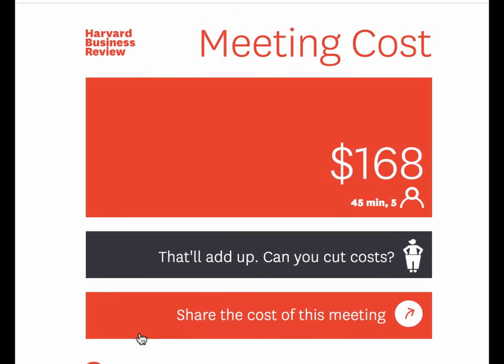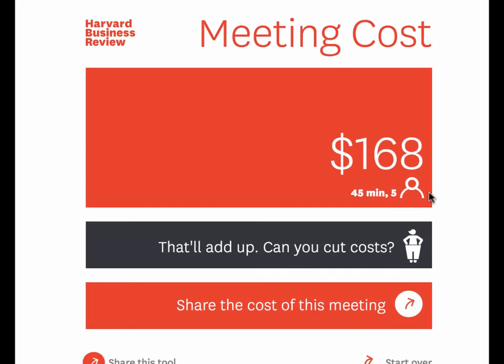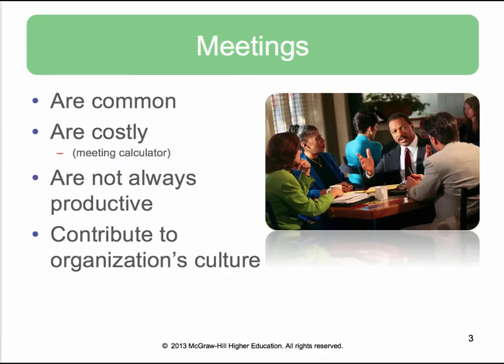And so there we can see that the meeting cost for 45 minutes of that day is $168 just for the company to host that meeting. And then we know that typically each employee is attending at least 2 meetings per day. So this is calculating their time based on their salary. So we can see there that meetings are costly.